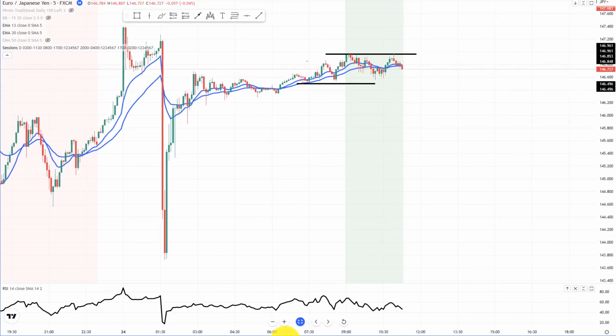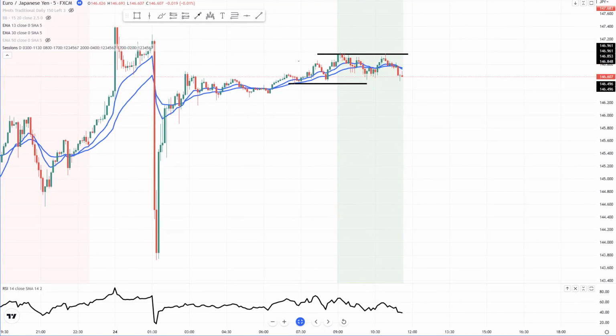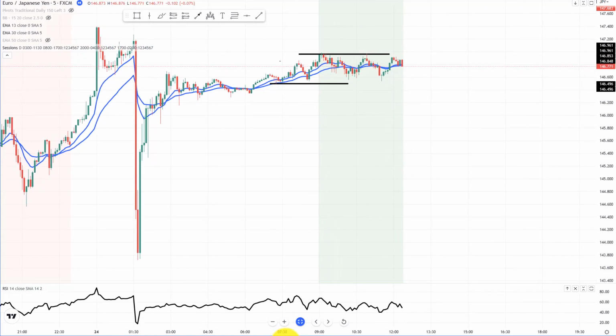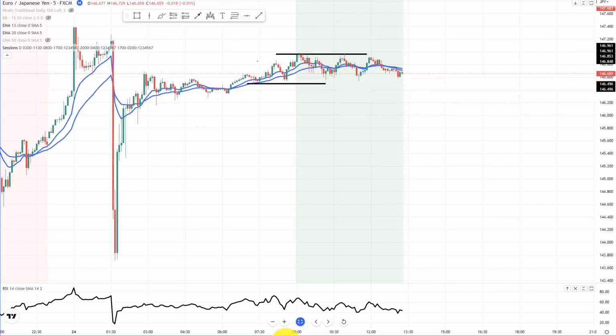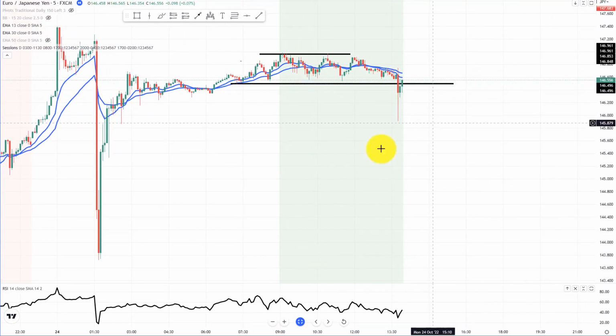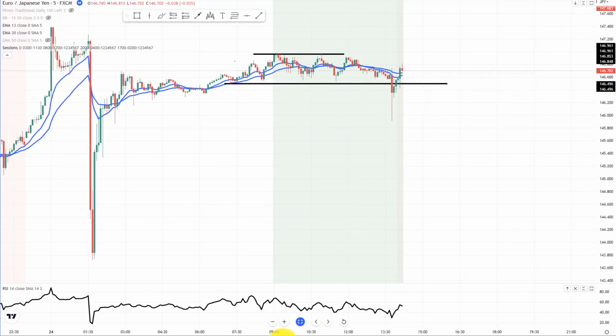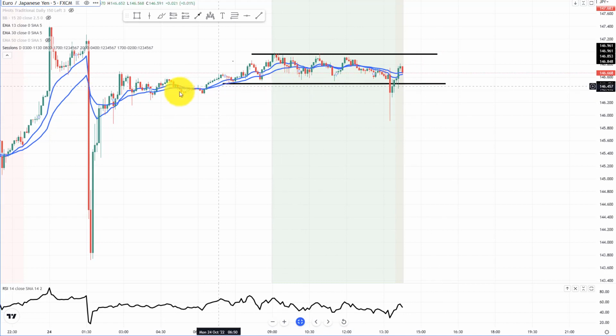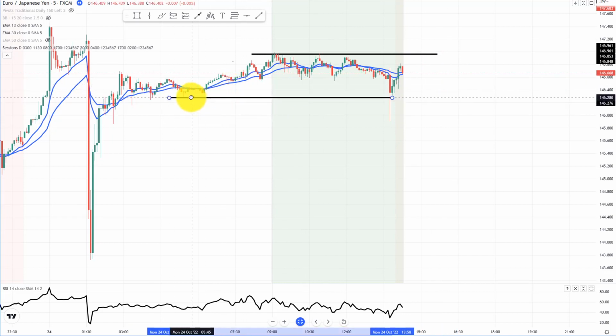We are building the range in Europe. Range is holding. Very tight European session. And New York is opening. So what are we gonna do? I'm not sure.